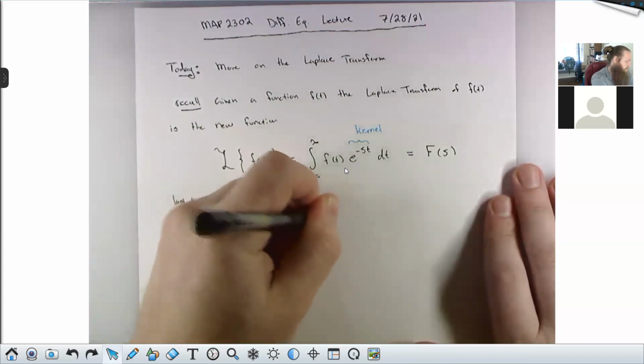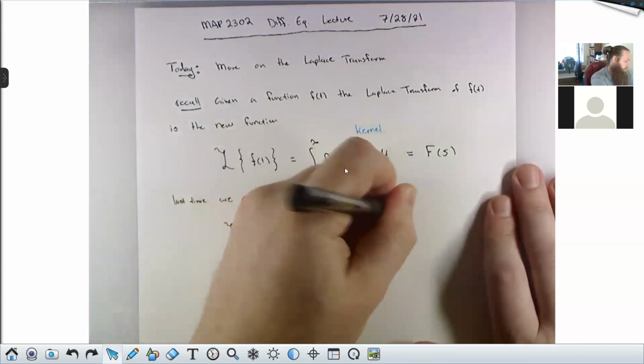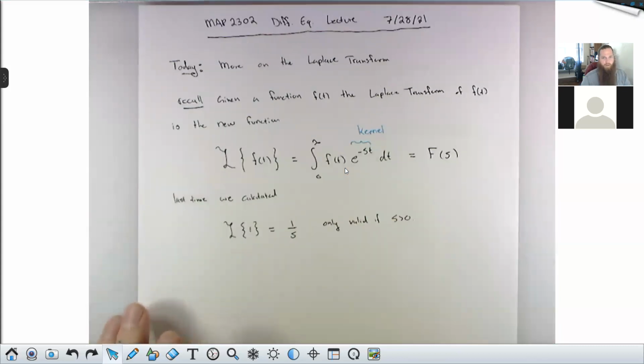But this only works if s is positive. Kind of like how we say the sum of x to the n is 1 over 1 minus x, but only if the absolute value of x is less than 1. Same sort of thing. Today, I want to calculate a handful of other Laplace transforms. We're going to do sines, cosines, exponentials. We're going to prove that the Laplace transform is a linear operator, in the same way that the differential operators are linear. And we'll talk a little bit about inverse Laplace transforms.